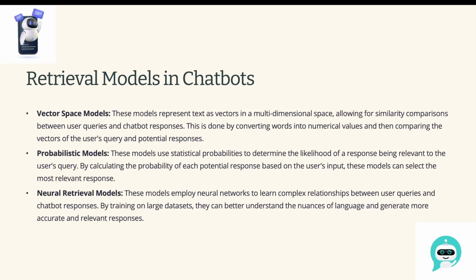Probabilistic models apply statistical calculations to assess the likelihood of a response being relevant based on the input, enhancing the chatbot's ability to rank responses by probability. Neural retrieval models use neural networks to learn complex relationships between user queries and responses. By training on extensive data sets, these models capture subtle nuances in language, making them adept at understanding contextual meaning and generating precise responses. Together, these models enable chatbots to retrieve and deliver more relevant, contextually appropriate answers. Now, my friend Teja will continue with the next slides.